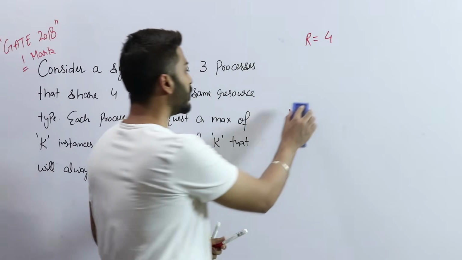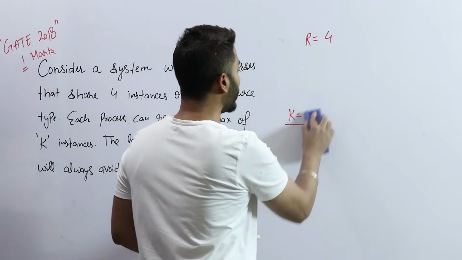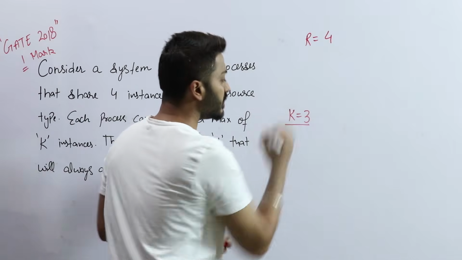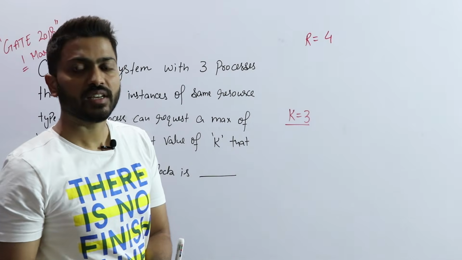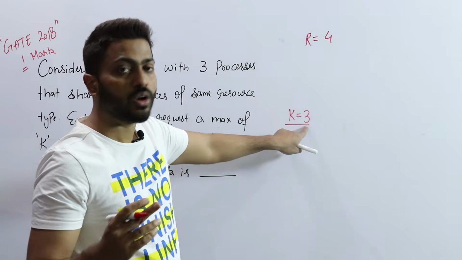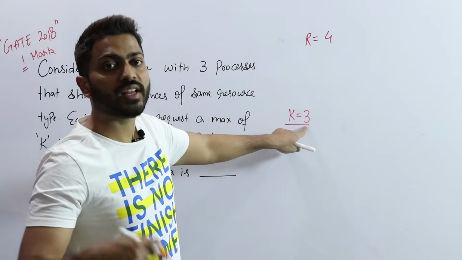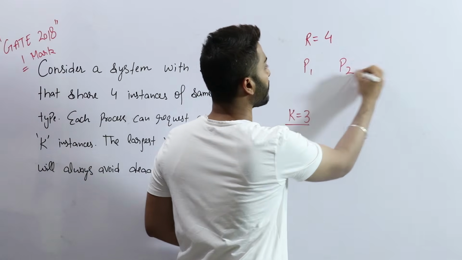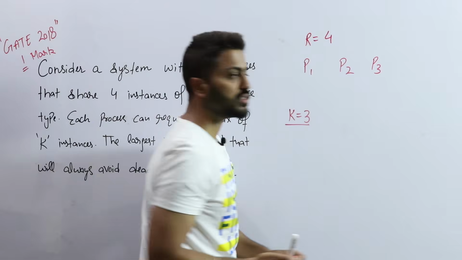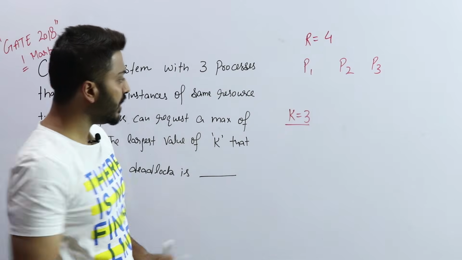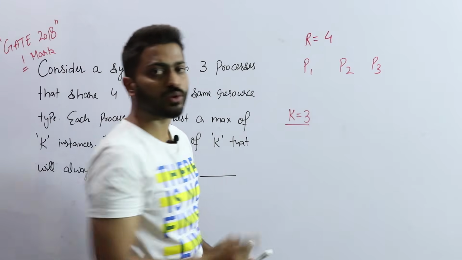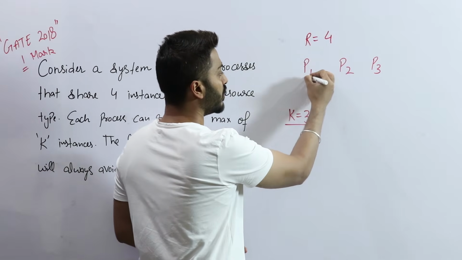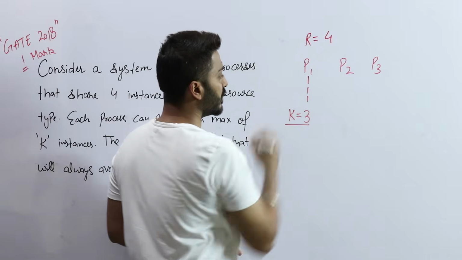Let's check for 3. Let's say the demand is 3. Means every process needs 3 resources to get execute. And how many processes are given? 3 processes are given. So if it says that I need 3 resources, what we can do? Yes, we can provide like this: 1, 2, 3.